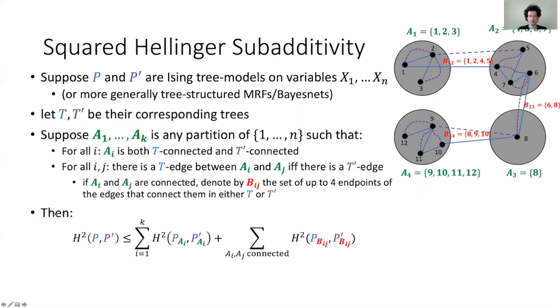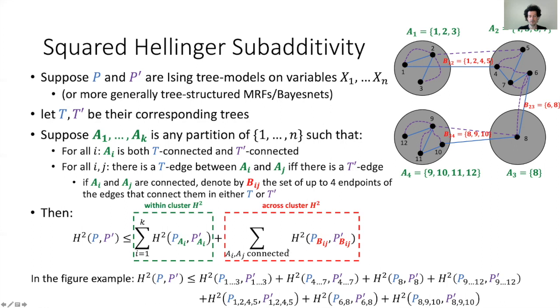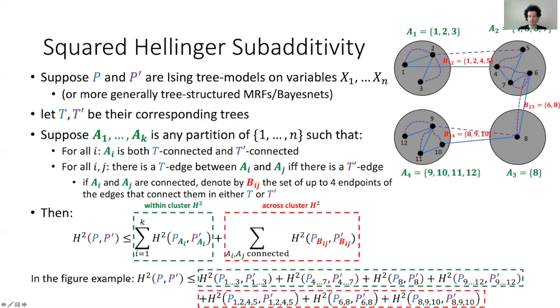Under this structure, we show that the squared Hellinger distance between P and P prime is upper bounded by the sum over all clusters of the Hellinger squared distance between the marginal of P on the cluster and the marginal of P prime on the cluster, and the sum over all pairs of clusters that are connected of the squared Hellinger distance of the marginal of P and P prime on the set of endpoints involved in those connections. In our figure, we get that the squared Hellinger distance between P and P prime is bounded by this sum.